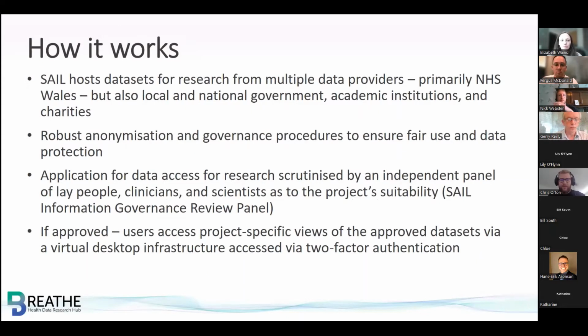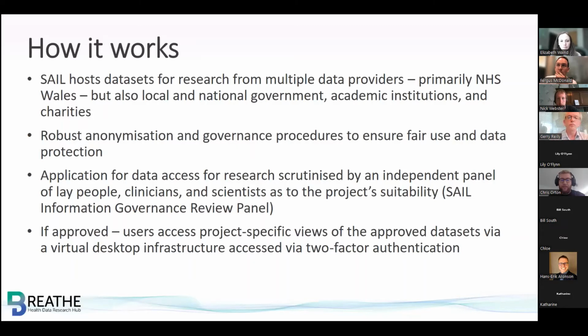So the SAIL Databank itself, as I mentioned, hosts data sets for research from multiple data providers. This is primarily the NHS in Wales, but also local and national government level for Wales and the UK, academic institutions across the UK and internationally, and also working with charities such as the Cystic Fibrosis Trust. So we have robust anonymisation and governance procedures, which I'll go into a little bit more detail across the presentation, to ensure fair use and data protection, as Bill just alluded to, in the same manner that ONS would.